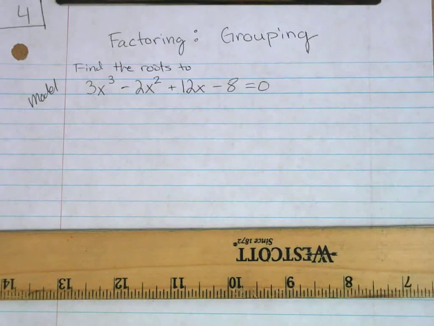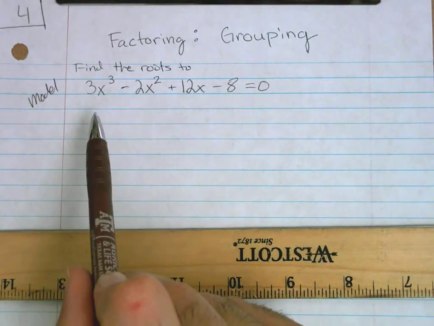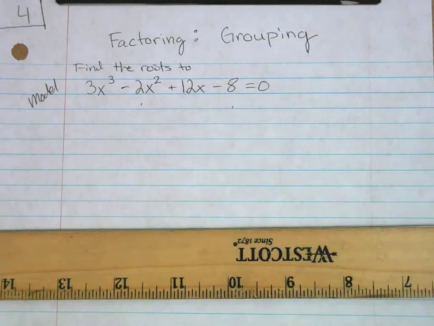We're going to talk about factoring again, this time using grouping. Grouping is when you'll usually see four terms in a polynomial. I have four terms in this polynomial, and this question asks us to find the roots. Finding the roots means we've got to find the factored form, which is exactly what we're talking about, grouping.